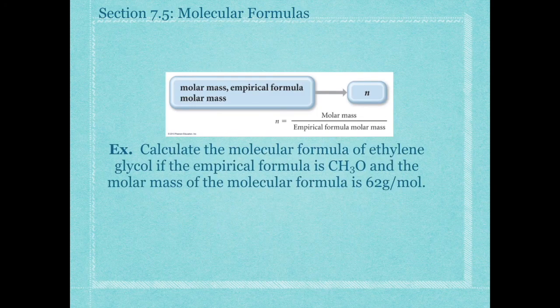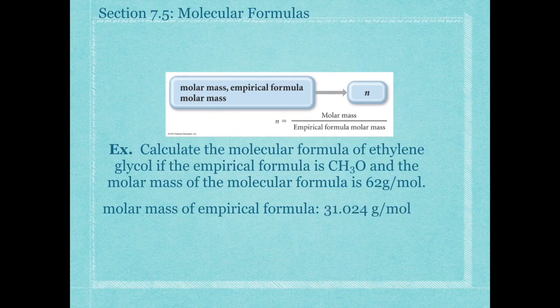So let's look at an example. Here, I'm given the empirical formula, CH3O. And so what I need to do is take the molar mass of the molecular formula and divide it by the molar mass of the empirical formula. Well, the first thing I've got to do is figure out the molar mass of the empirical formula. Okay, so carbon is 12.01. Hydrogen, there are 3 of them, 1.008, and then oxygen, 15.99. So what I end up getting for the empirical formula molar mass is 31.024.